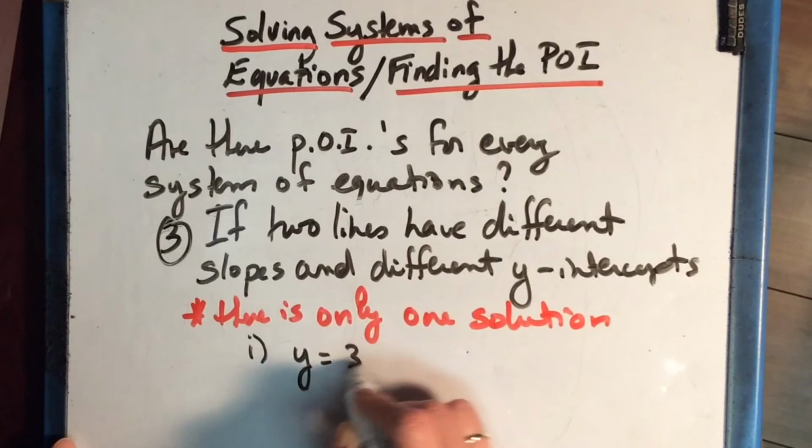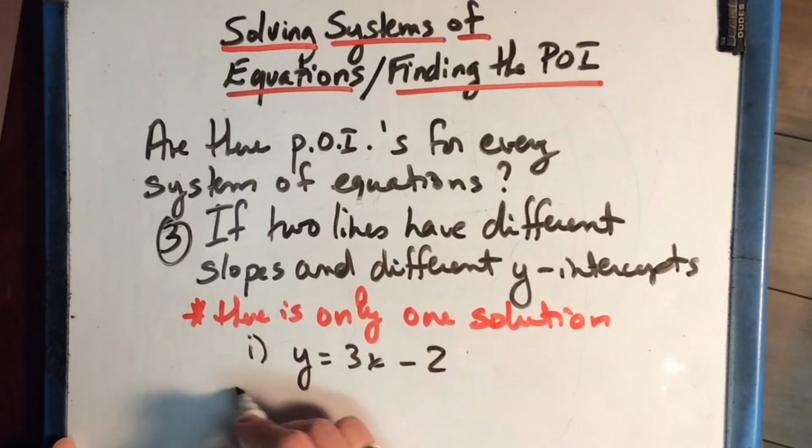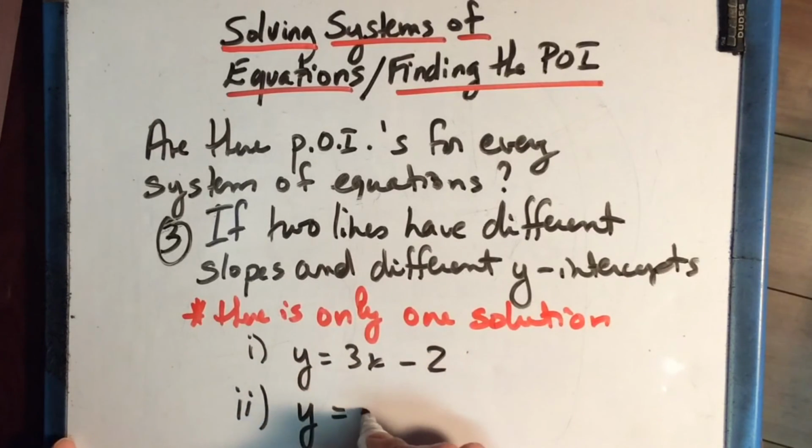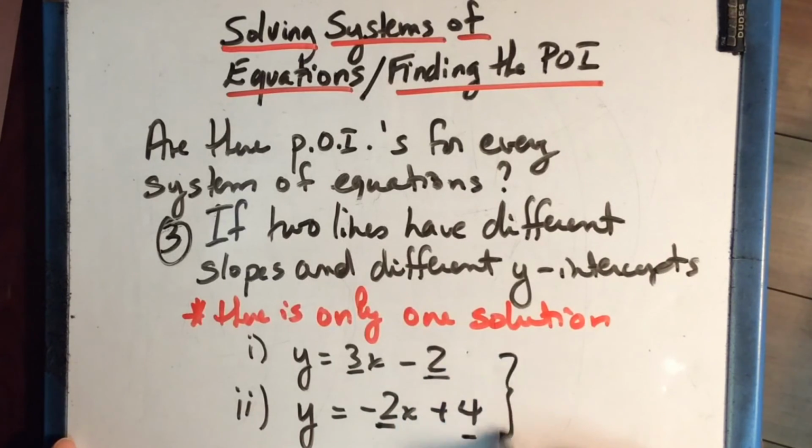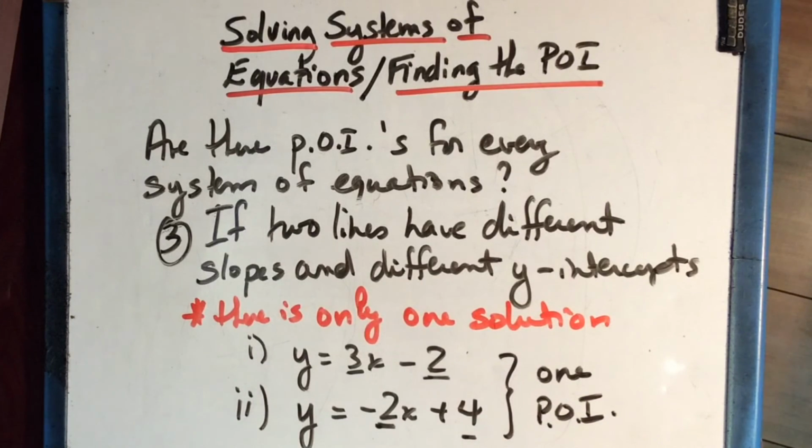And so if we had, for example, anything, you can take anything. Y equals 3x minus 2, y equals negative 2x plus 4. The slopes are different, the y-intercepts are different, therefore one POI. And there you have it. And that's how you can figure out, just by looking at the equations, whether or not you have a point of intersection. Now we're going to try and solve the point of intersection.